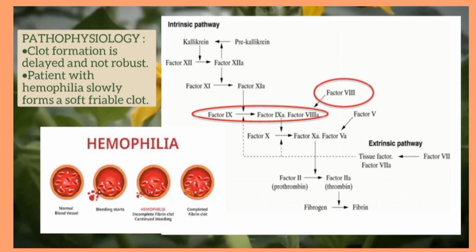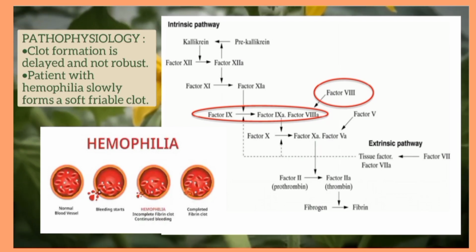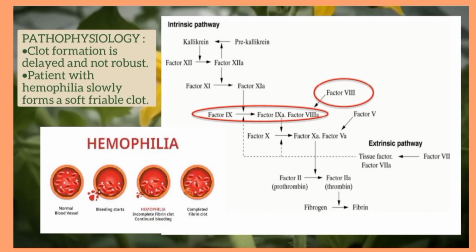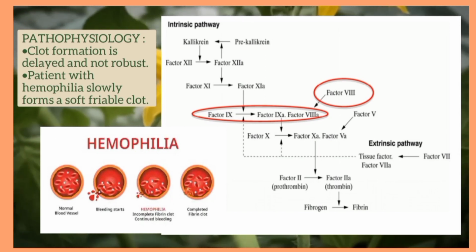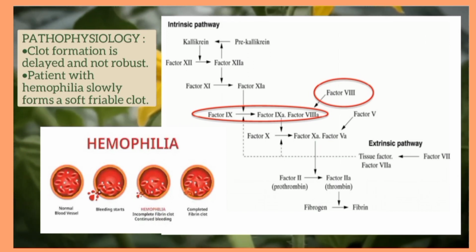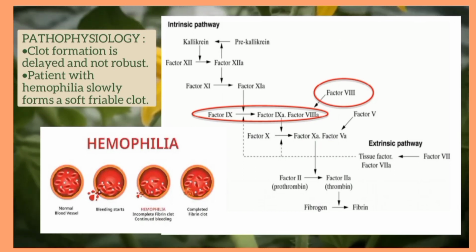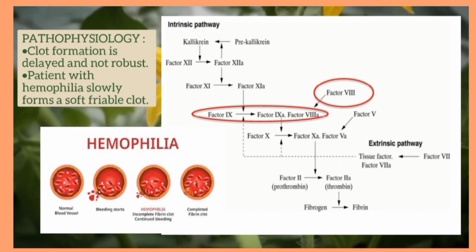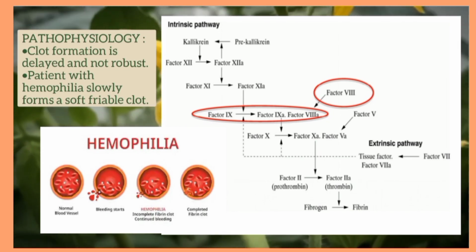Now, factor 8 and factor 9 are both part of the intrinsic pathway of this coagulation cascade, and they are necessary for the activation of factor 10, which is the first step of the common pathway. So, a deficiency or defect in either factor 8 or 9 decreases the activation of factor 10, thus impairing the subsequent reactions which are necessary to create a more stable fibrin clot. Therefore, in hemophilia, clot formation is delayed and it is not robust. A patient with hemophilia slowly forms a soft, friable clot.